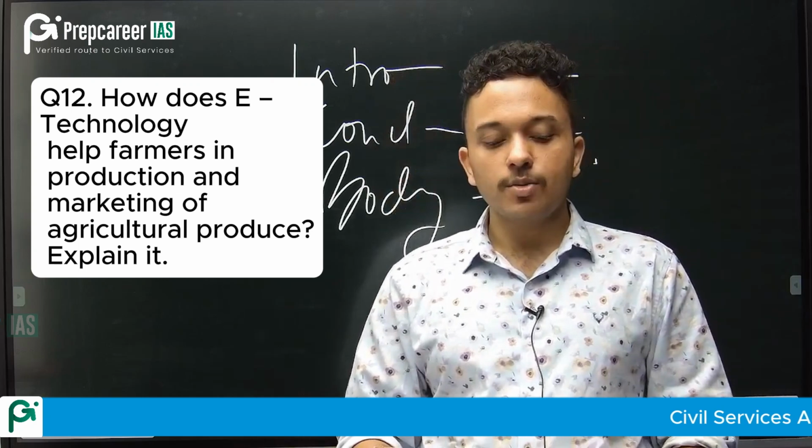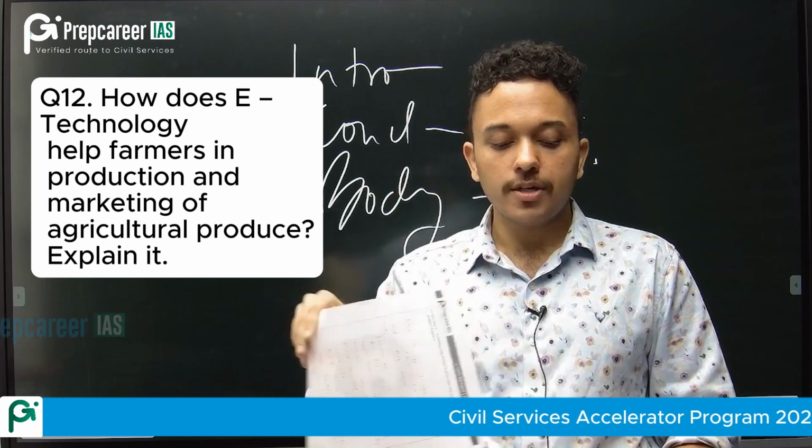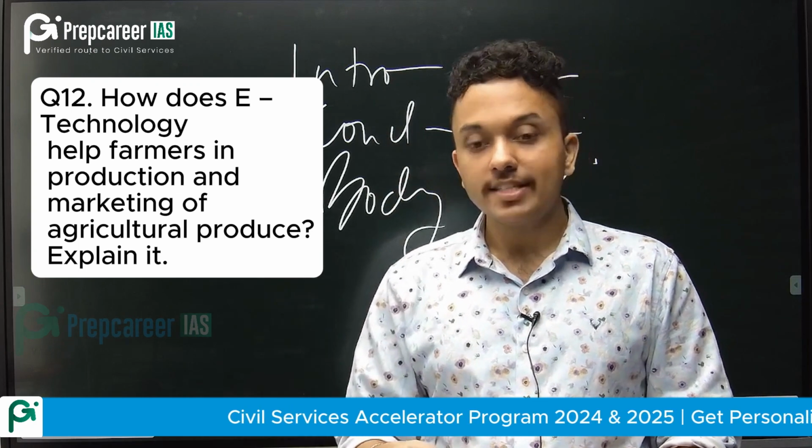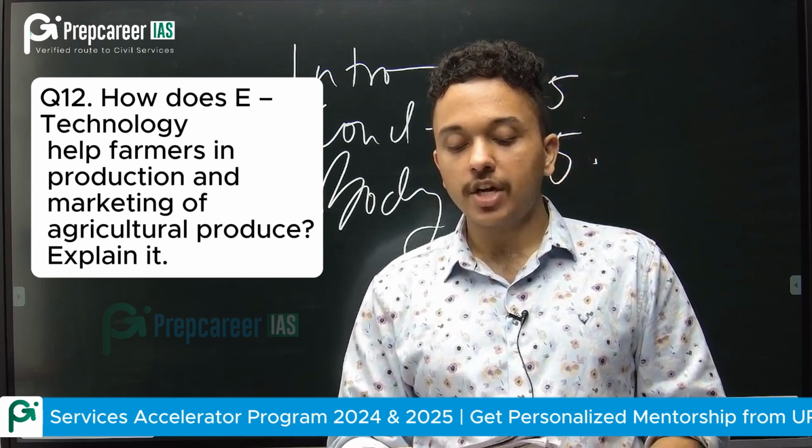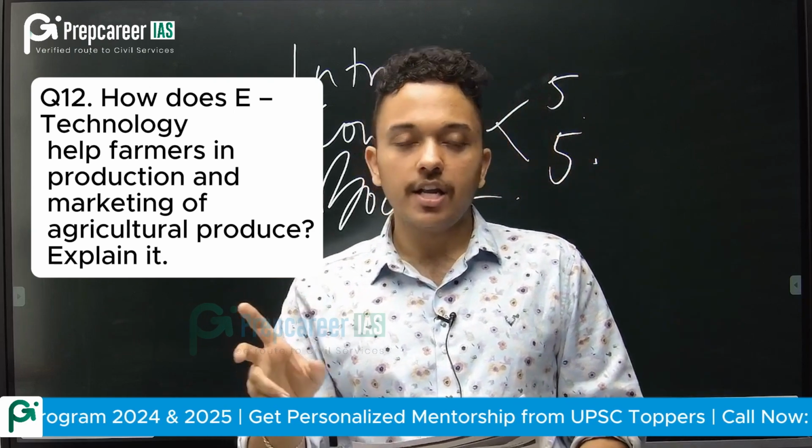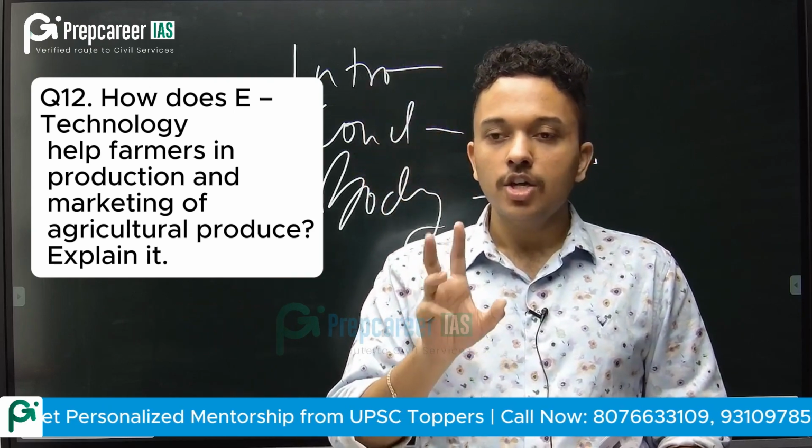We'll go to the next question. The next question talks about how e-technology helps farmers in production and marketing of agricultural produce. Explain it. It's a 10 marker. So it talks about two parts.